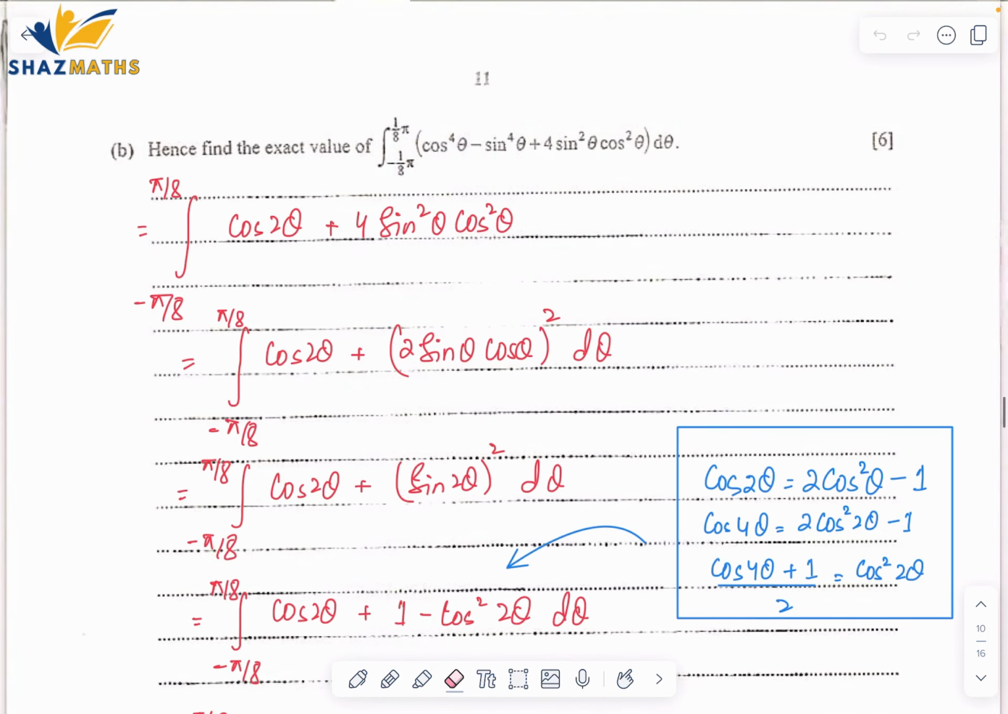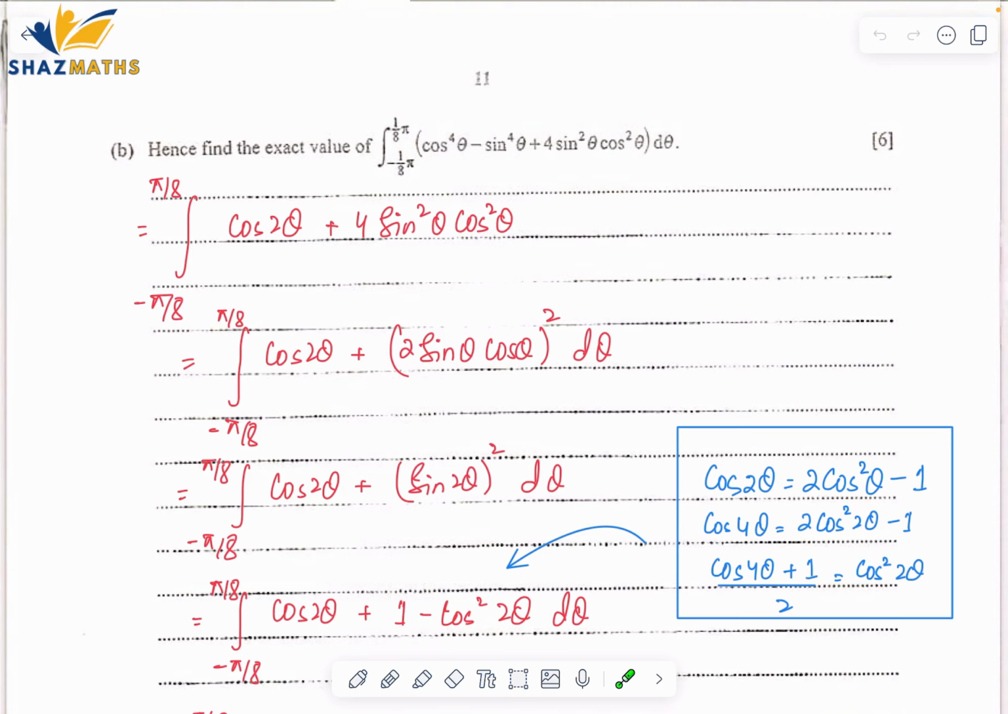For the second part, hence find the exact value of the integral from minus pi by 8 to pi by 8 of cos to the power 4 theta minus sine to the power 4 theta plus 4 sine squared theta cos squared theta, sorry. I will be using the value from the first part. We have already proved that cos to the power 4 theta minus sine to the power 4 theta is equal to cos of 2 theta, so we have replaced it.